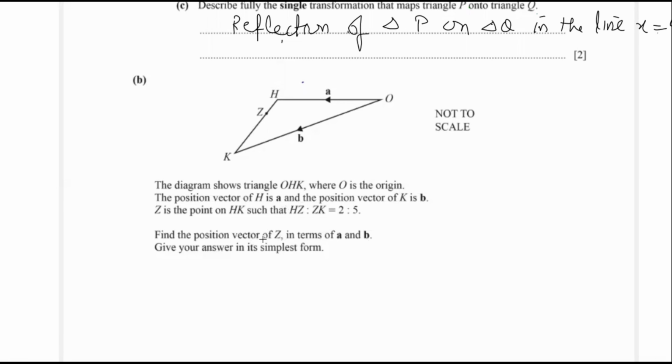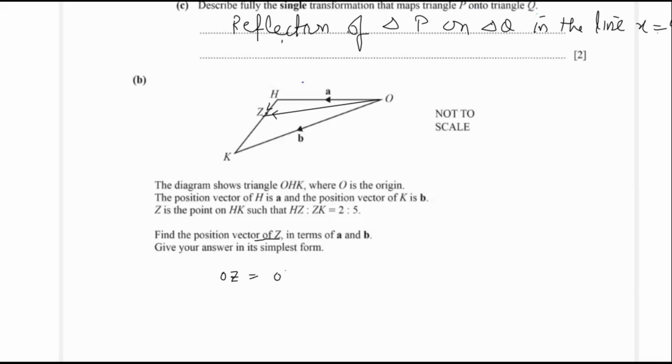Now you see here we have to find the position vector of Z. That means we have to find OZ. Now the OZ vector, you see here, this is the OZ vector, and that will be equal to OH plus HZ.